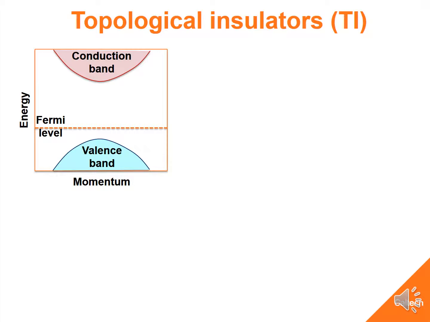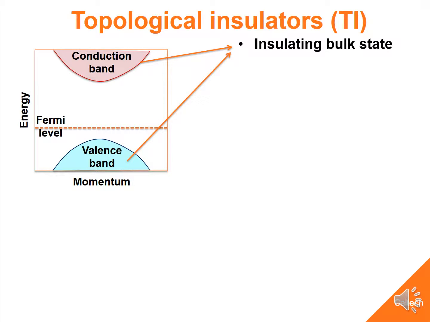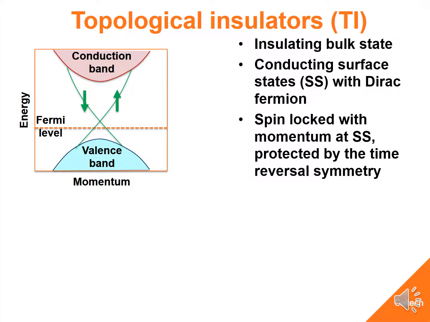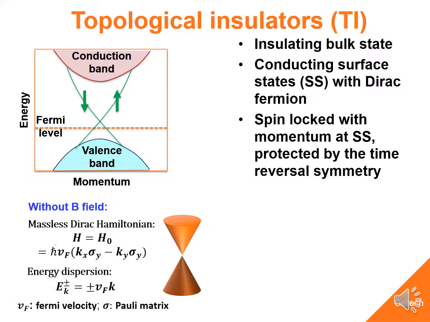Topological insulators, or TIs, are bulk insulators in 2 to 3 dimensions and have gapless surface states where the charge carriers are Dirac fermions. These materials have strong spin-orbit coupling, and the surface states are protected by global time reversal symmetry. In the absence of a magnetic field or long-range magnetization, these materials possess a linear energy-momentum dispersion relation.